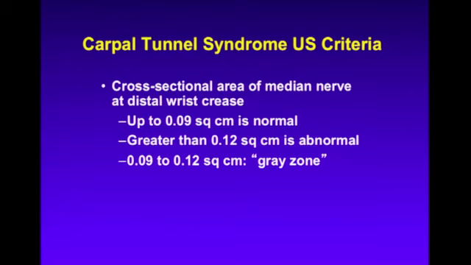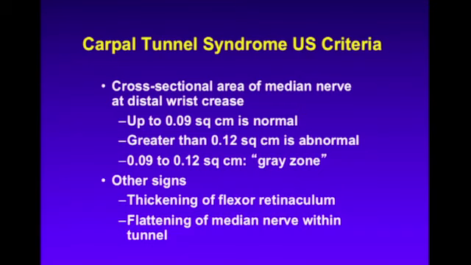But when people use absolute numbers, most papers will say that up to 0.09 square centimeters, or if you prefer 9 square millimeters, so they're the same thing, is normal. Greater than 0.12 square centimeters is abnormal. And then 0.09 to 0.12 is the gray zone, where it may be either normal or abnormal. And then there are other signs we can use, of course, which is thickening of the flexor retinaculum and flattening of the median nerve within the carpal tunnel.